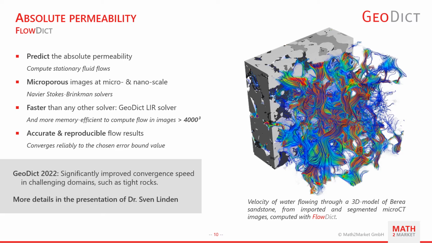In GeoDict, you may consider microporous images at micro and nanoscale. You will achieve results faster with a higher memory efficiency in larger geometry dimensions, going beyond 4000 voxels in each direction. And of course, GeoDict produces accurate and reproducible flow results. And with GeoDict 2022, we have even improved the performance, especially in challenging domains such as tight rocks. More details about this will be given by our expert Sven Linden in the upcoming talk.